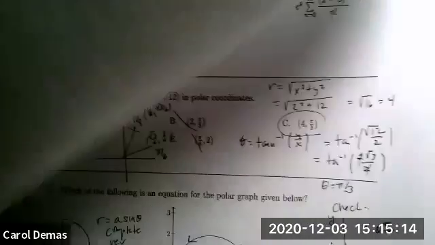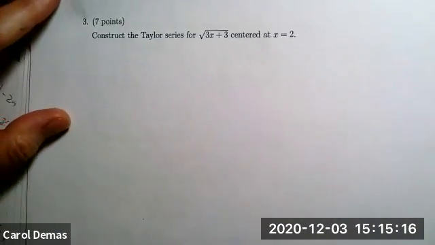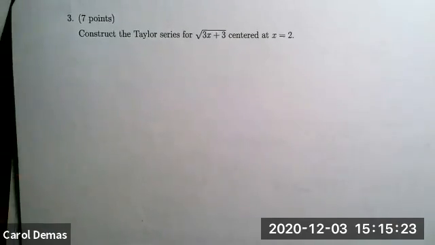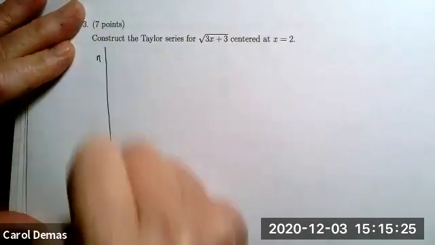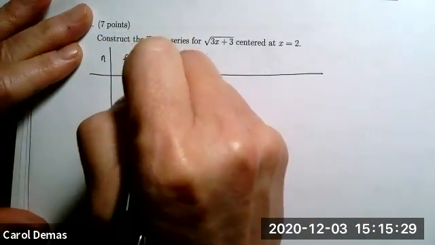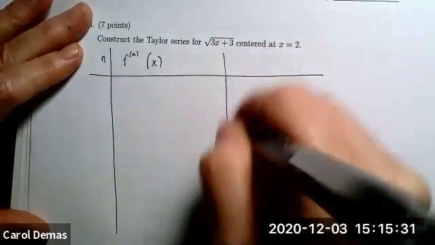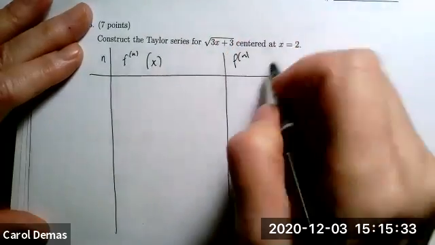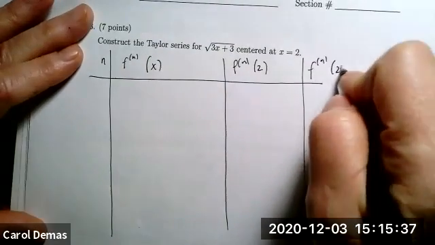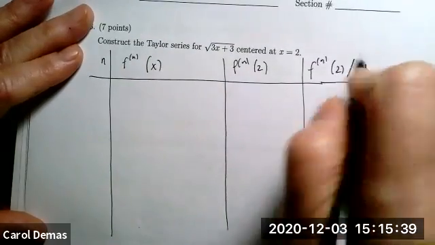Okay, we've got, I think, one more, and this is your favorite. I know this is your favorite. Yeah, one more. Taylor series, and we're going to make a table for this. Our center is 2, so we're going to evaluate it at 2. And then after we evaluate it at 2, we'll divide by n factorial.